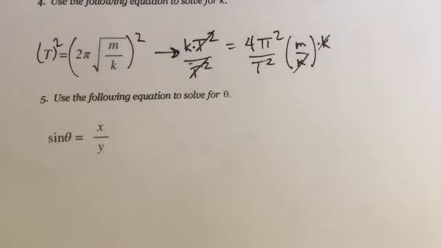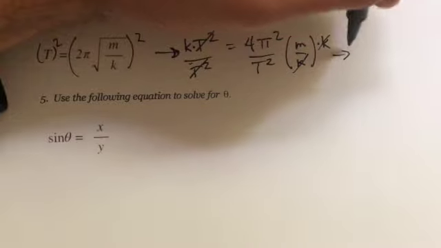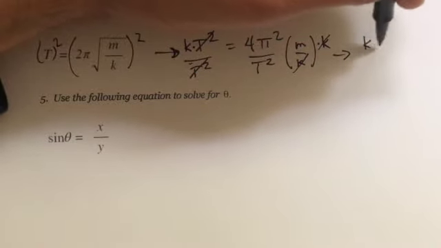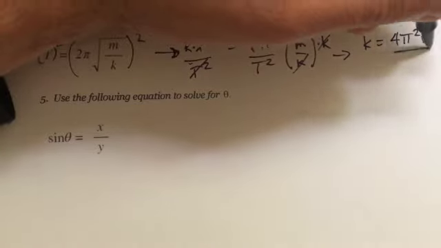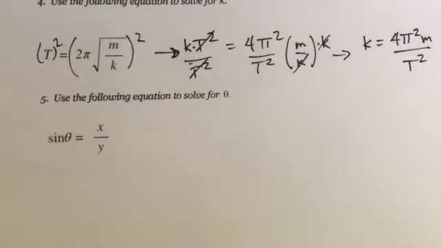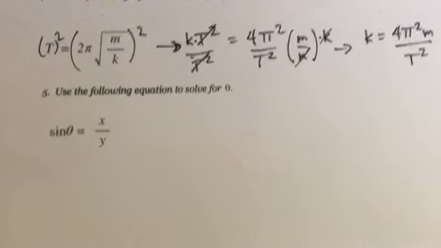And just to rewrite this in a cleaner way, we get k equals 4 pi squared m over t squared. Some of you might have had k equals (2 pi) squared times m over t squared. It means the same thing, just a different way of writing it.